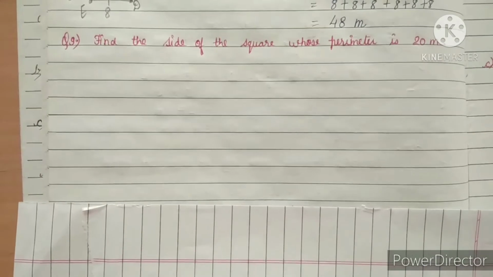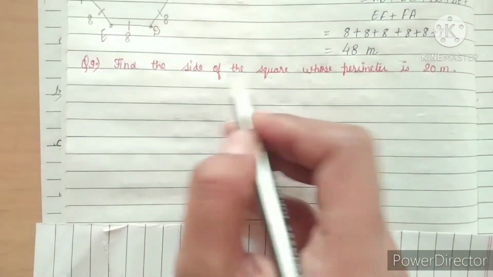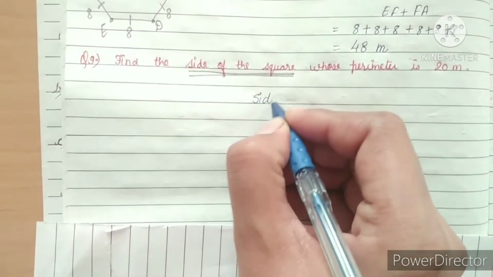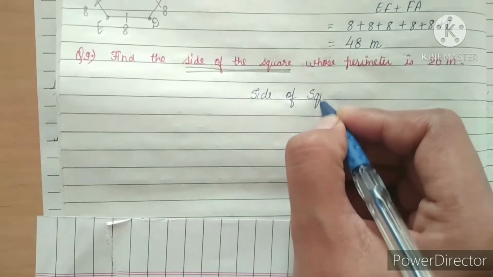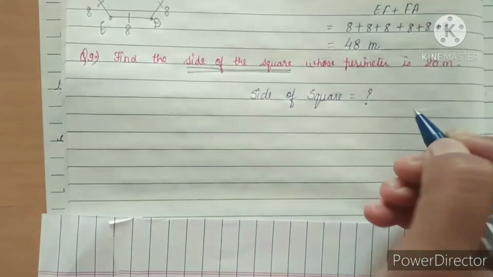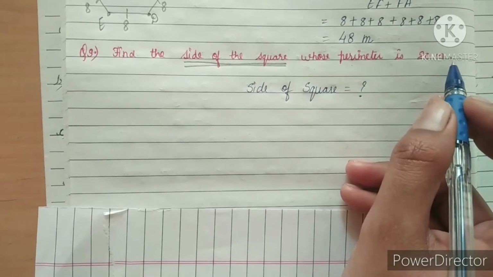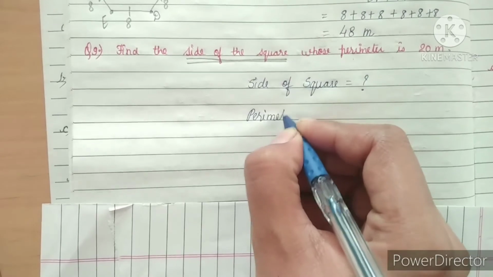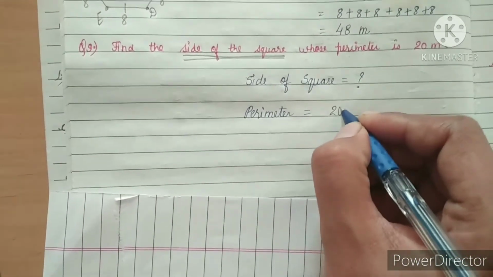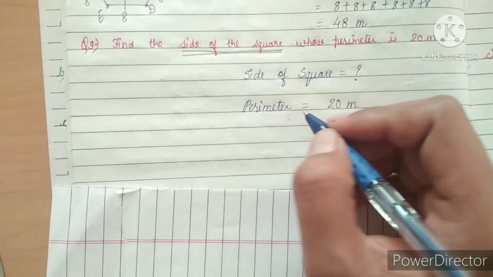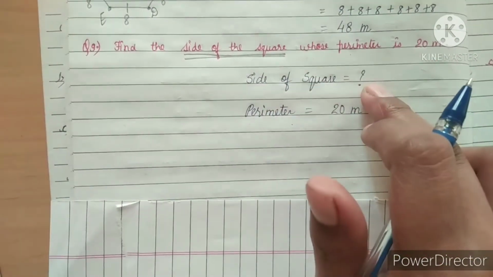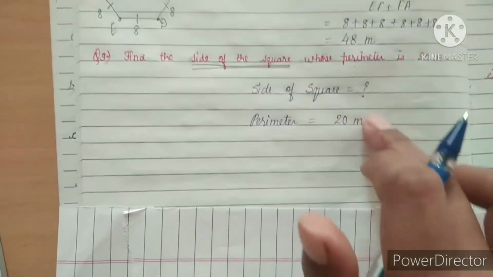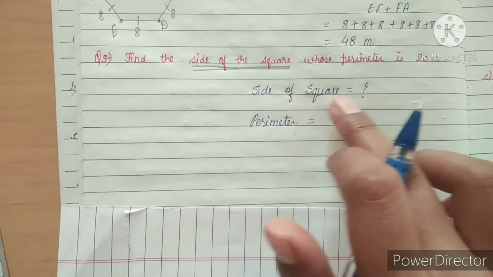Question number 9 is, find the side of the square. What do we have to find? We have to find the side of the square, whose perimeter is 20 meter. In the previous question we had the sides, but in this question we have the perimeter, just the opposite. In the previous question the side is given and we have to find the perimeter, but in this question the perimeter is already given. From the perimeter we have to find the side of the square.